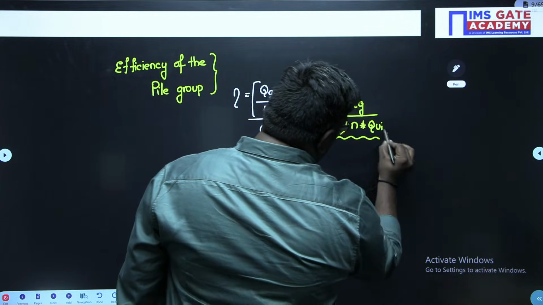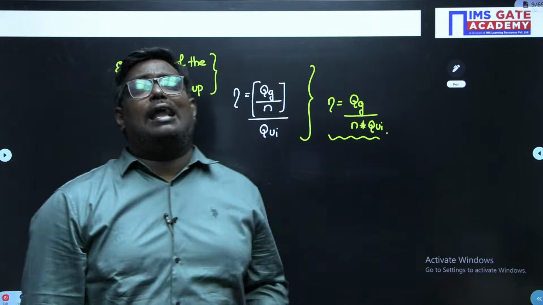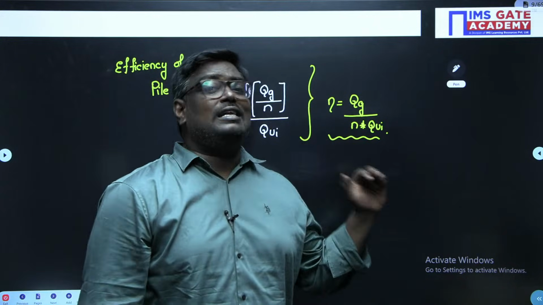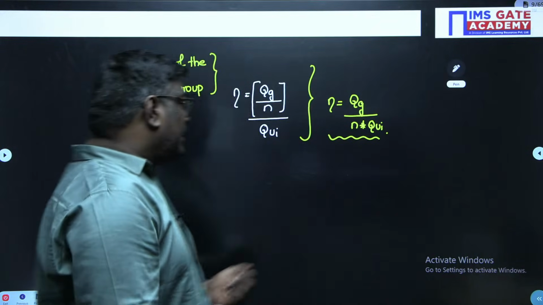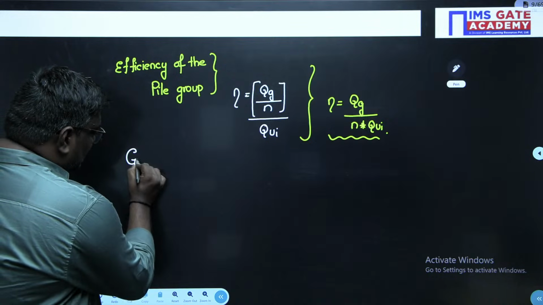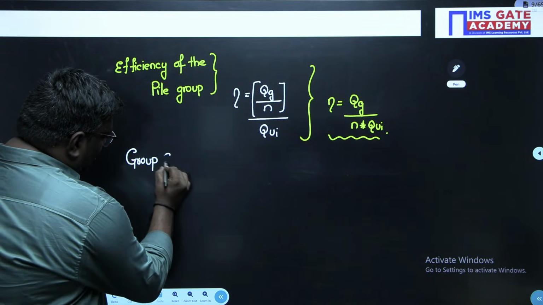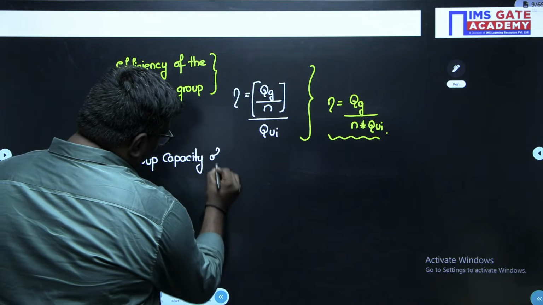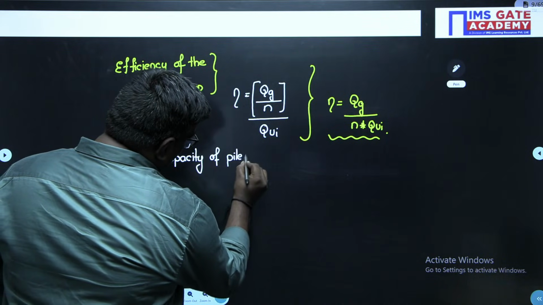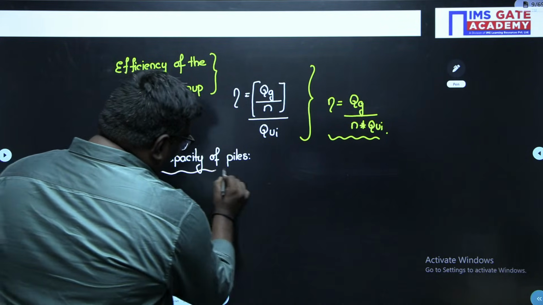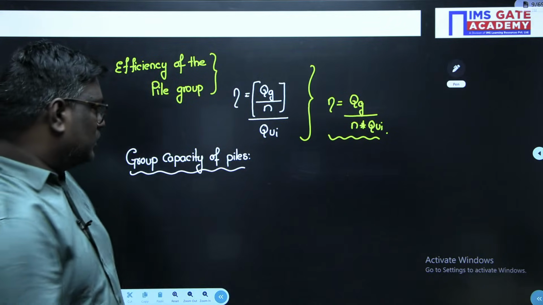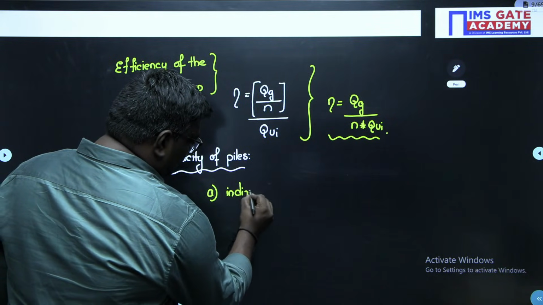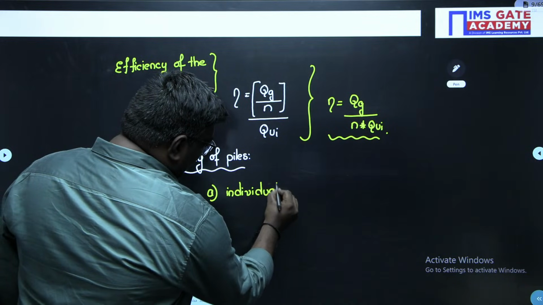Okay. Now my dear students, let me tell you how to calculate. I am not concentrating only on this problem. Let me give you the insight or the concept behind it. When I talk about the group capacity of piles, there are two failures. One is the individual failure.